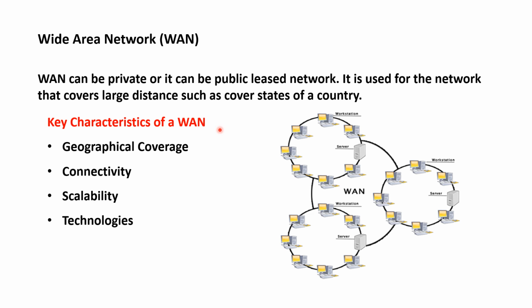Some of the key characteristics of WANs are that WANs cover large areas ranging from regional to global networks. They connect multiple sites across cities and countries. WANs enable communication and data exchange between distant locations, making them ideal for organizations with multiple branches or remote offices.